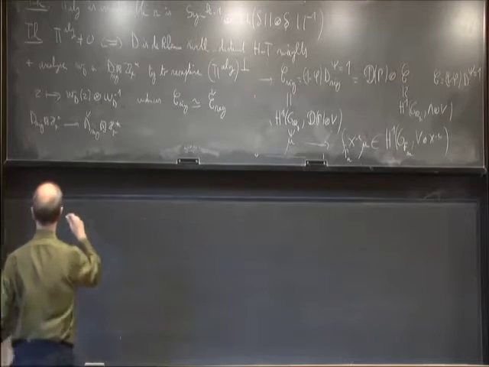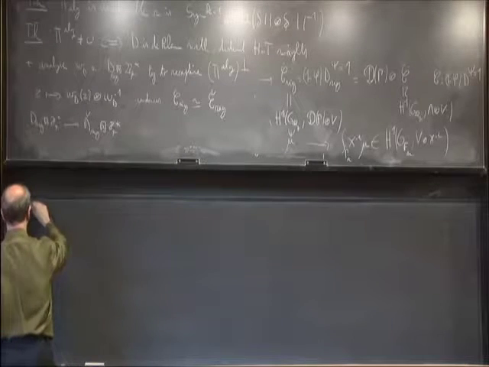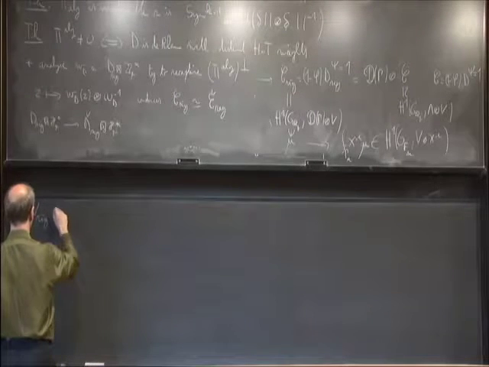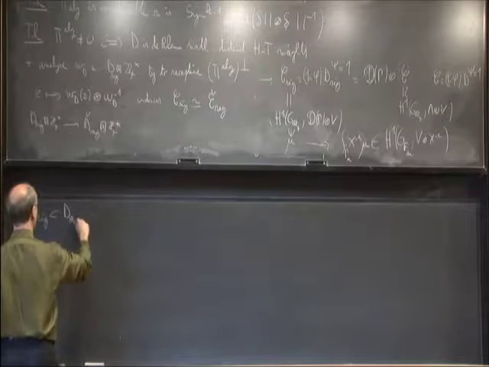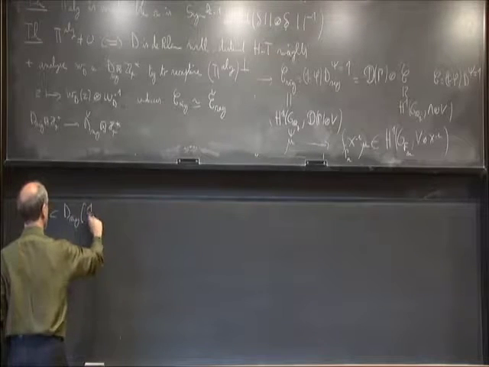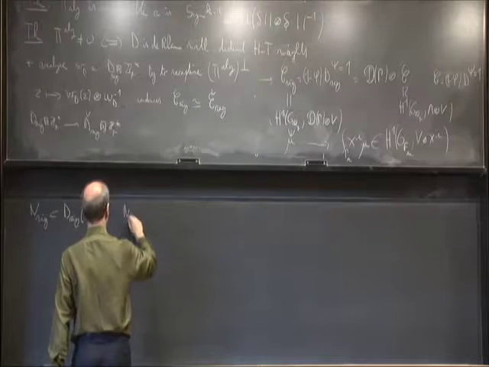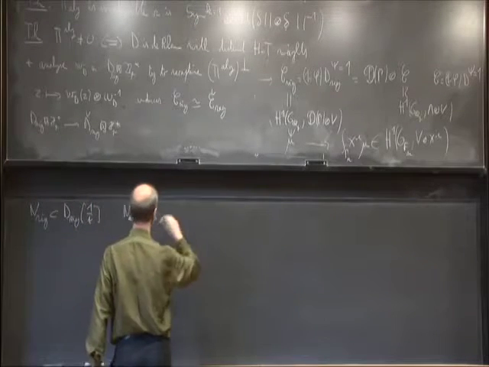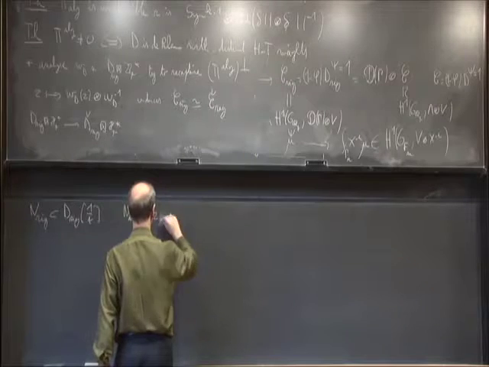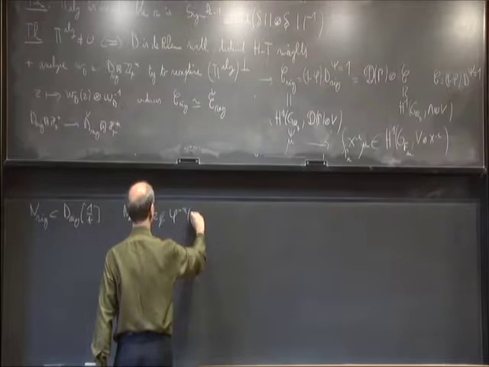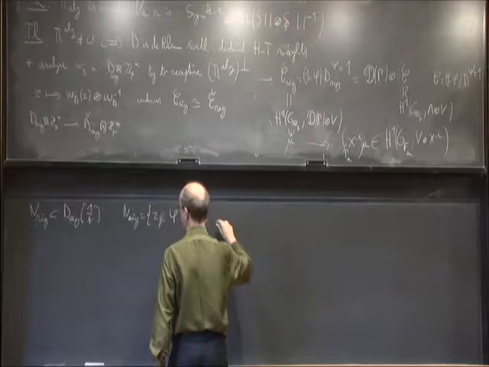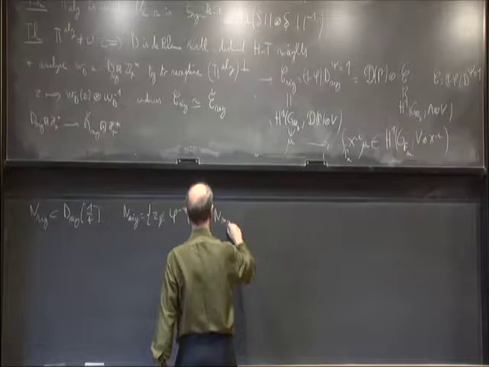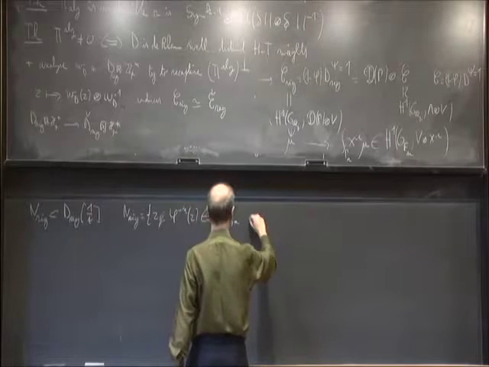So there are two descriptions. The working description is the following. You define N rig, inside the D rig of 1 over t, to be the set of z such that phi minus n of z is in N diff n for n big enough.